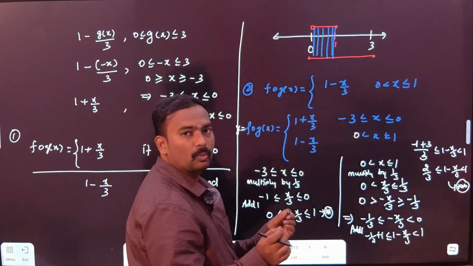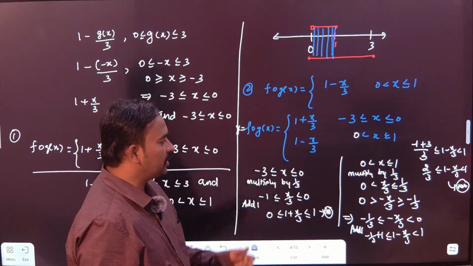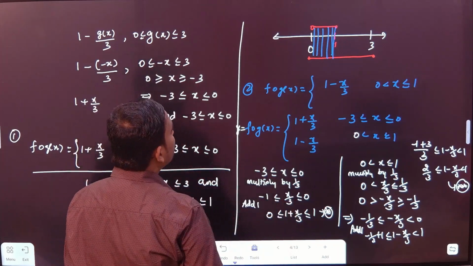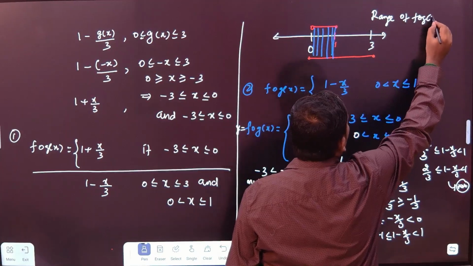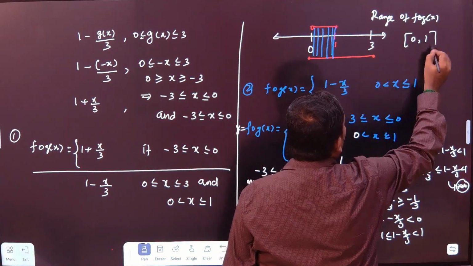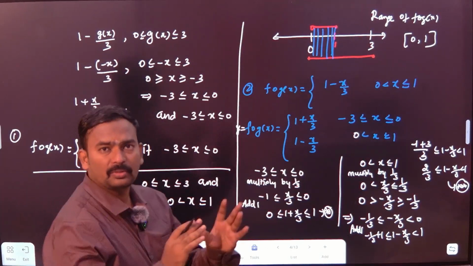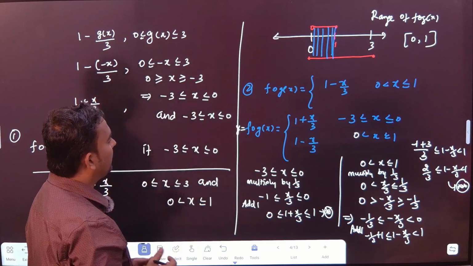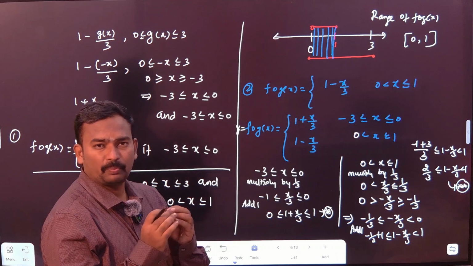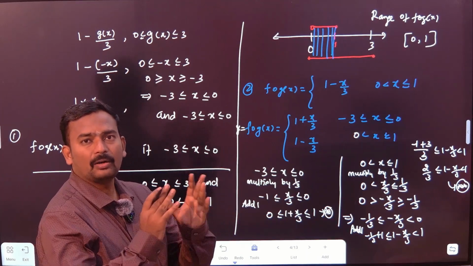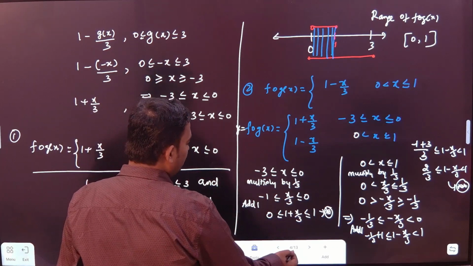From star and double star, what can we say? Different x values, different y values you get. That means you have to take the union of these two things. If you take the union, the range of f composition g of x will be 0 to 1. Okay. I hope everyone understood. You just take the union, right? So, these kind of questions I think all of you understood, right? Just you break this piecewise function. How to find the composition f composition g of x, right? Let me take another example.